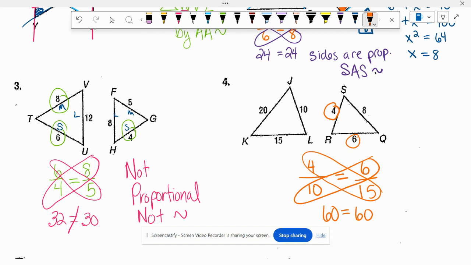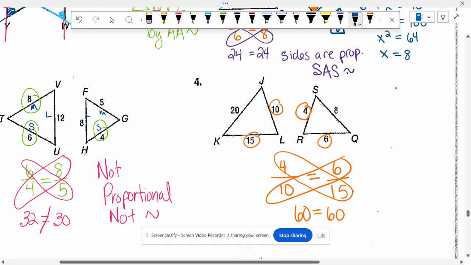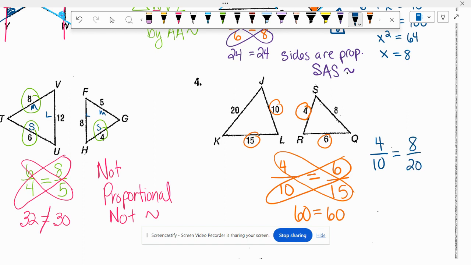So I proved that these 2 sides are proportional. What do I have to do? Do only 2 sides have to be proportional, or do all 3 sides have to be proportional? All 3. So how about if we use that first proportion you set up, 4 over 10, and compare the 8 over 20? You got to compare all of them. Let's see. 4 times 20 is 80, and 8 times 10 is 80. So now you've shown that all 3 sides fit the proportion.